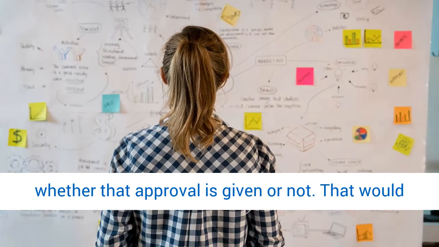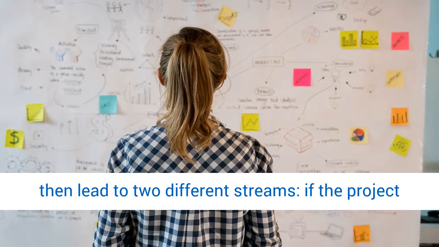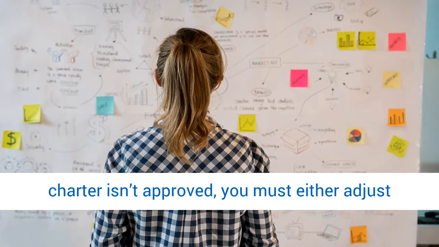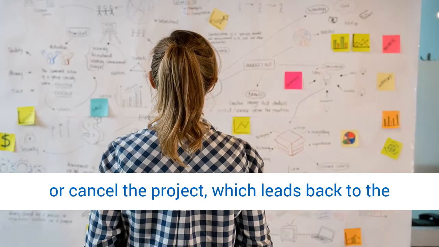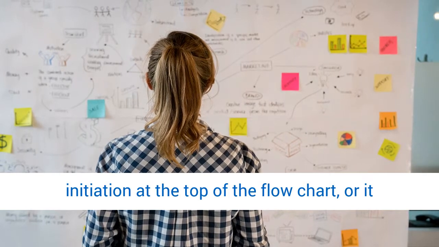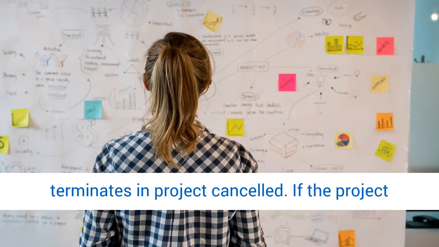If the project charter isn't approved, you must either adjust or cancel the project, which leads back to the initiation at the top of the flowchart, or it terminates in project cancel. If the project charter is approved, then you can continue with the planning process.